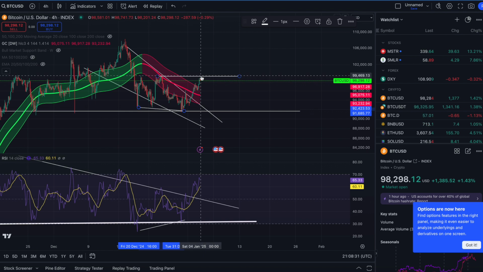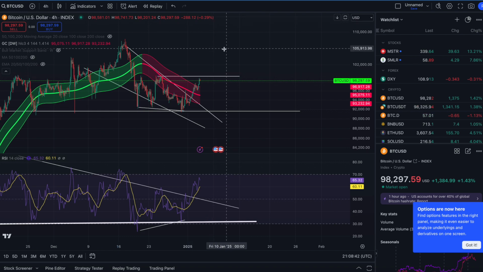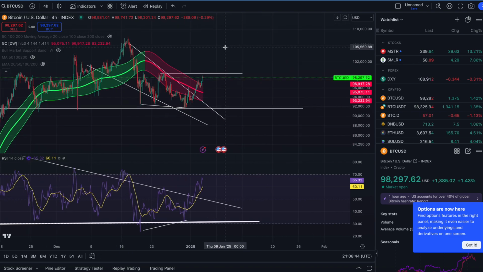We want to get back above this level. We want to get back into the $100,000 range, the 99.3K range from this previous high. If we flip this from resistance to support and then have that continuation, that's definitely bullish for markets.